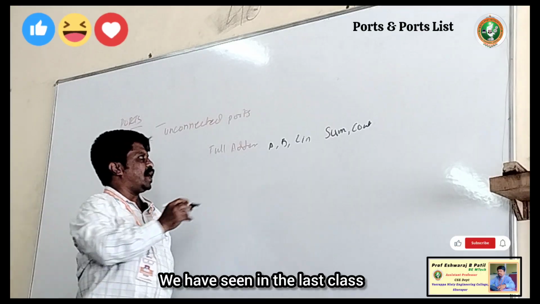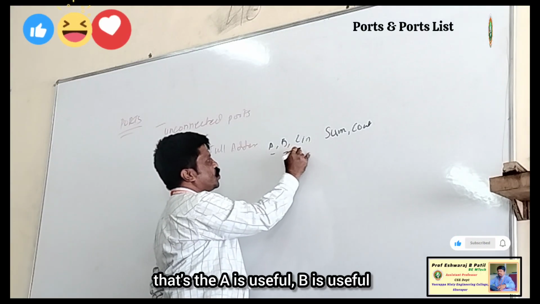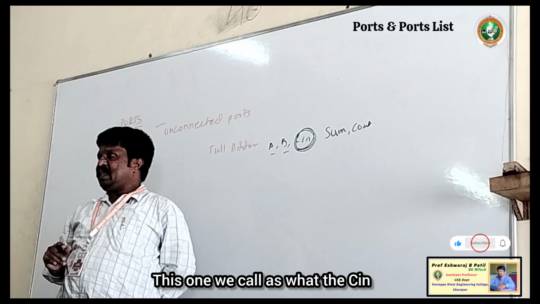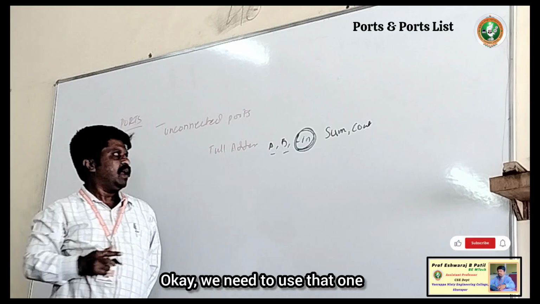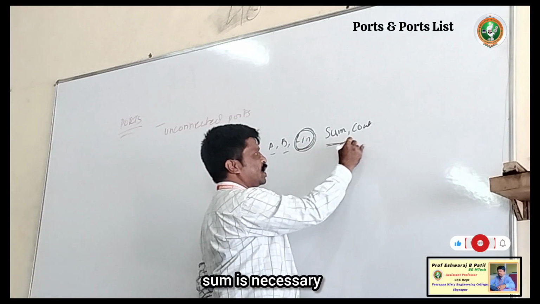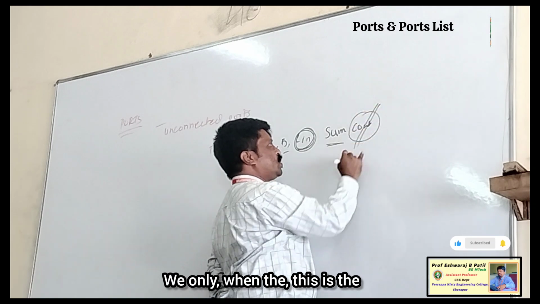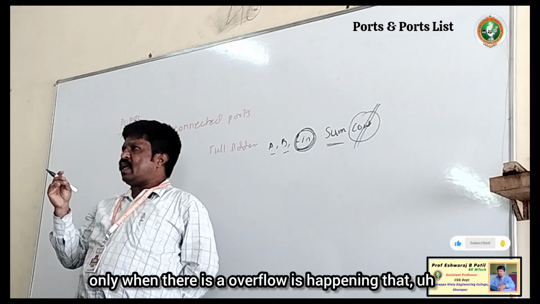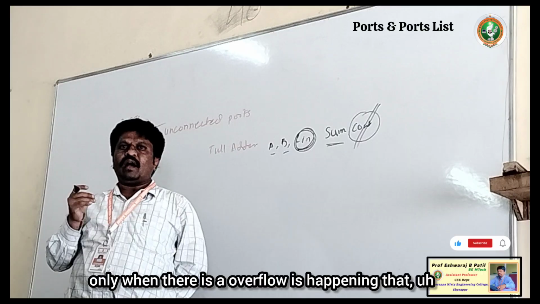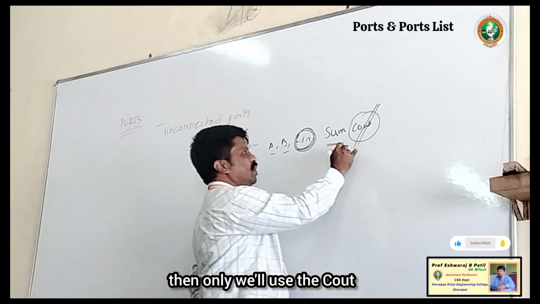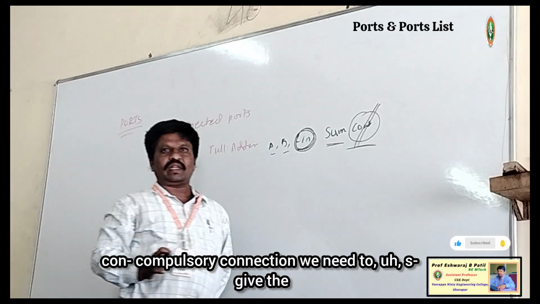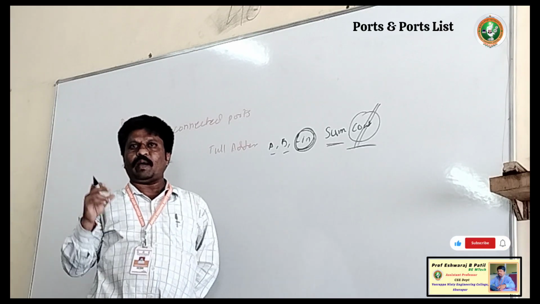We have seen in the last class that A is useful, B is useful. This is the intermediate carry, that's why we call it C in. We need to use that one. Sum is also necessary. C out is useful only when an overflow is happening. Then only we will use the C out. It is not a compulsory connection we need to give in the programming.